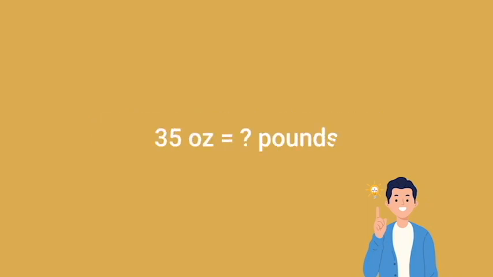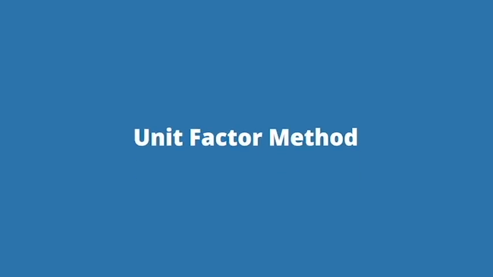Let's convert 35 ounces to pounds. You know that the ounce is a smaller unit than the pound. So we will be converting a smaller unit to a bigger unit. Once more, let us do this using the unit factor method.